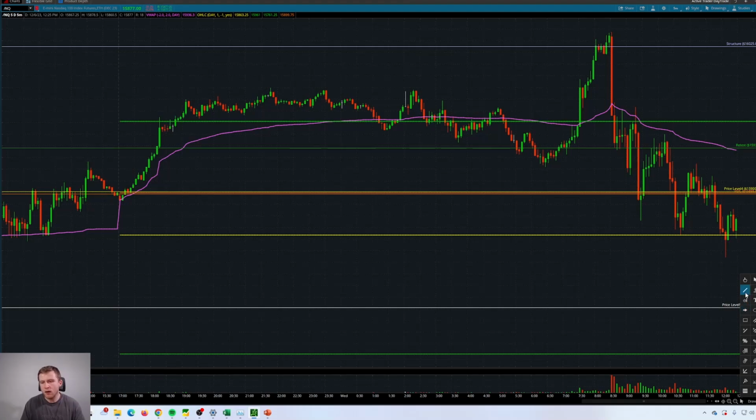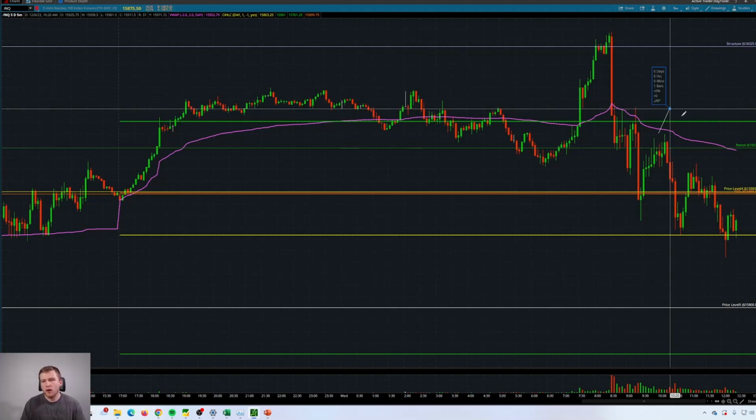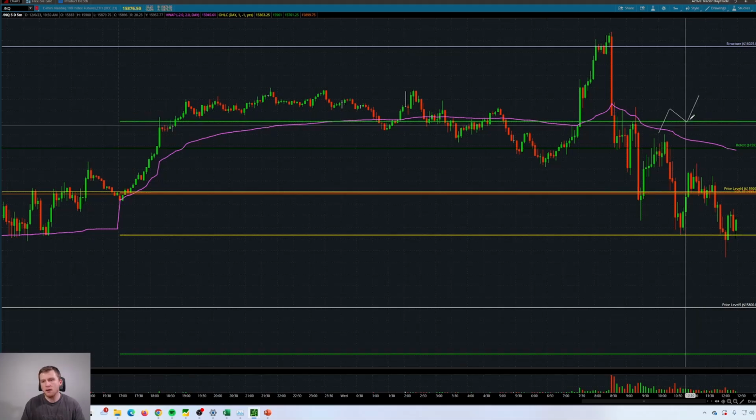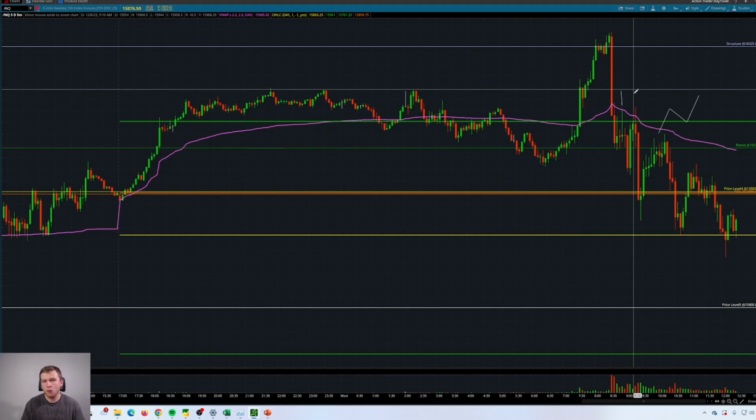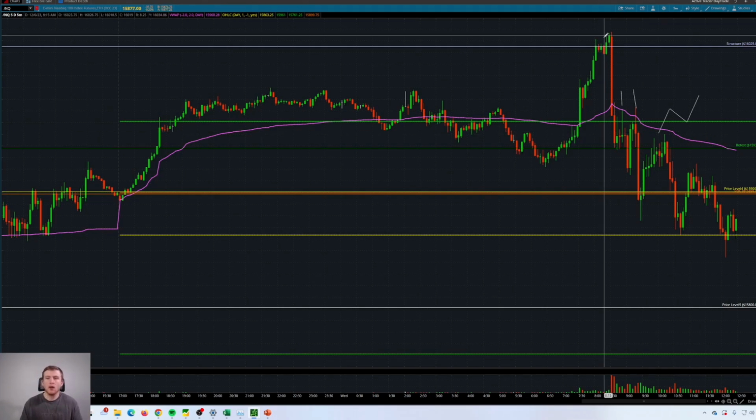Now, it would be different if we got back above this level right here. And let me go in here and turn that off. It'd be much different if we were coming back here and then doing something like this, because then we held this area right here. But instead, we're rejecting here and we're rejecting here. We would not want to be looking to the long side if we have multiple rejections at a key market level on /NQ.